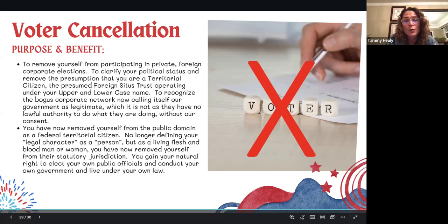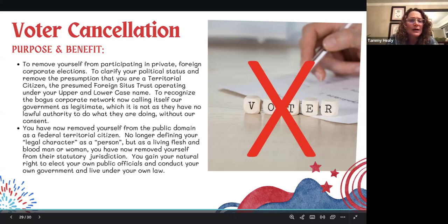If you are correcting your status as an American, why would you want to elect somebody in their foreign government? This is to clarify your political status and remove the presumption that you are a territorial citizen. The other thing is that if you don't take these steps, they always have something to hold you to their jurisdiction. So if you truly want to get out of that system and live as a free American, you need to fully remove yourself. This is one of the steps.